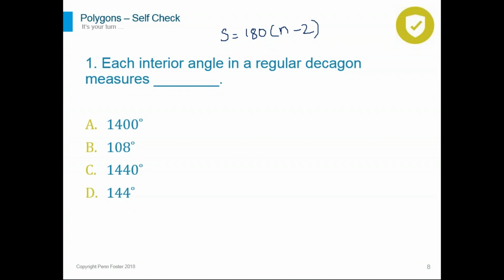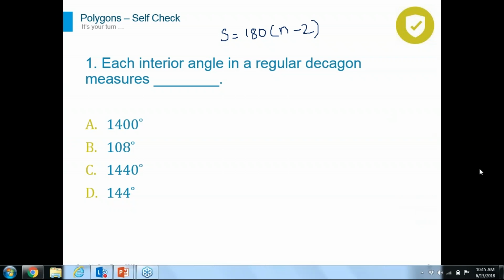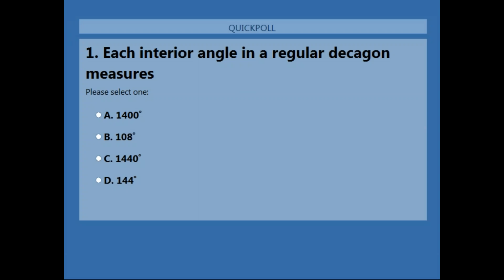Okay, I'm going to switch my screen so it will give you again the same question, but you'll be able to submit your answers. And here you go. So what would the measure of each interior angle in a regular decagon be?